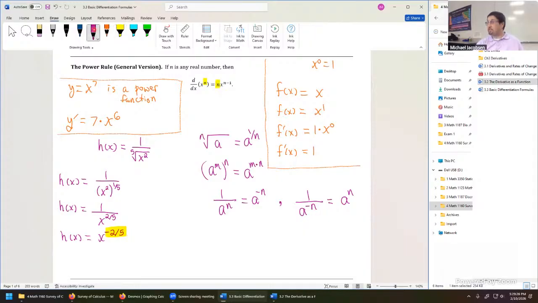n is going to move down to the front as a coefficient when we take the derivative, h prime of x. So now here's the negative 2/5. And the new power of x will be 1 less. That's the n minus 1 part we see up here. So if we take negative 2/5 minus 1, that's subtracting 5/5. We'll get a negative 7/5, and it will go up here as a -7/5.